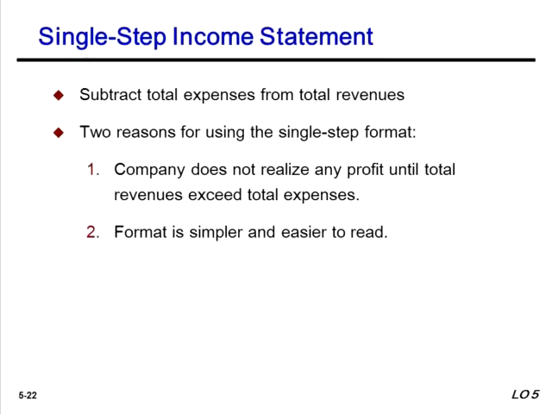Now, they give two reasons for this single step format. A company does not realize any profit until total revenues exceed total expenses, and the format is simpler and easier to read. That would be especially true for people that do not have an accounting background. But for those of us who are more sophisticated, it's not going to give us the information that would be the most helpful. In terms of the SEC, a company can use either format. The multi-step, however, is the more common format used.